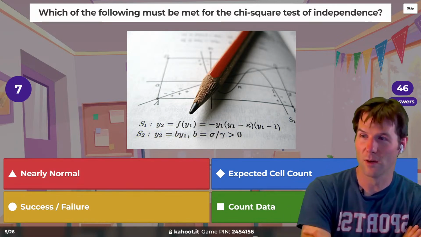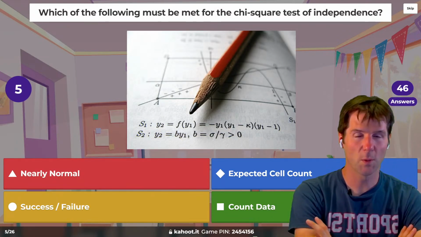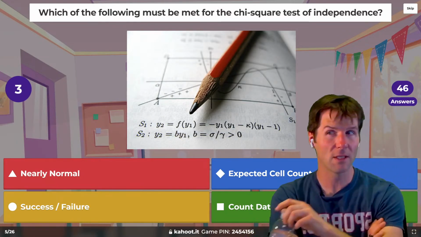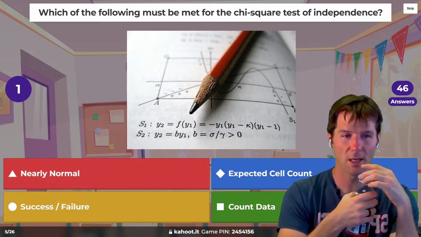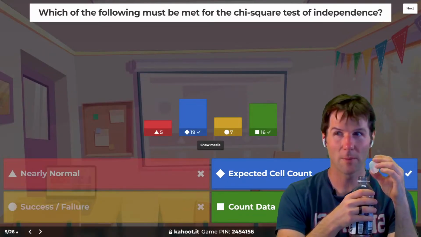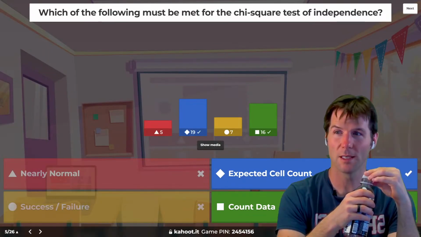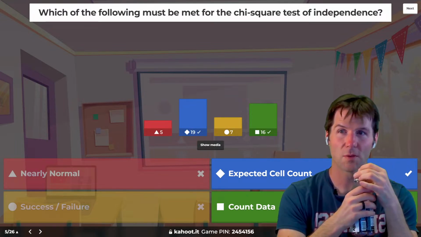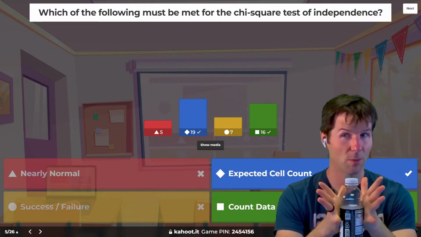So with these right here, nearly normal is for what kind of data? Take notes if you don't have these. Don't worry if you got it wrong, but nearly normal is for what kind of data? Put it in the chat. Show me you know it.